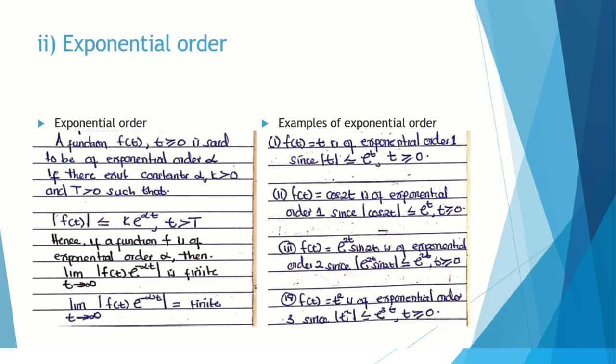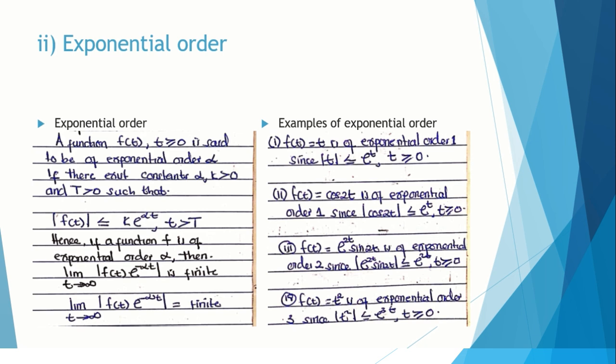A function f of t for t greater than or equal to 0 is said to be of an exponential order alpha if there exist constants alpha, k greater than 0 and T greater than 0, such that the modulus of f of t, the function we talked about in the previous slides, is less than or equal to k e to the power lambda t for t greater than T.